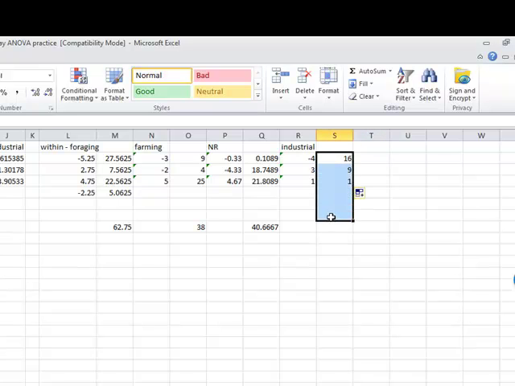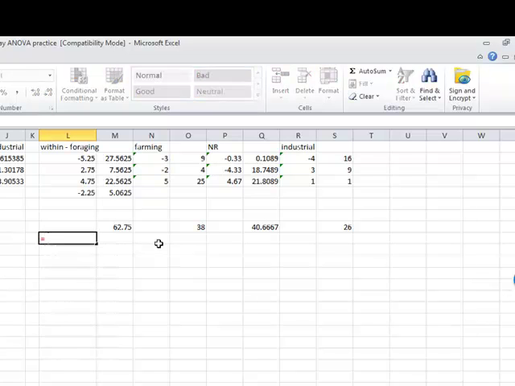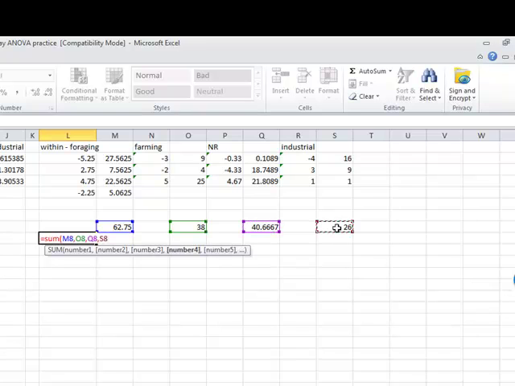And then get a total. Alright, so we have those 4 values. We need to add them up. Okay, then again sum parentheses. Now select this value and comma, select, comma, select, comma, select.